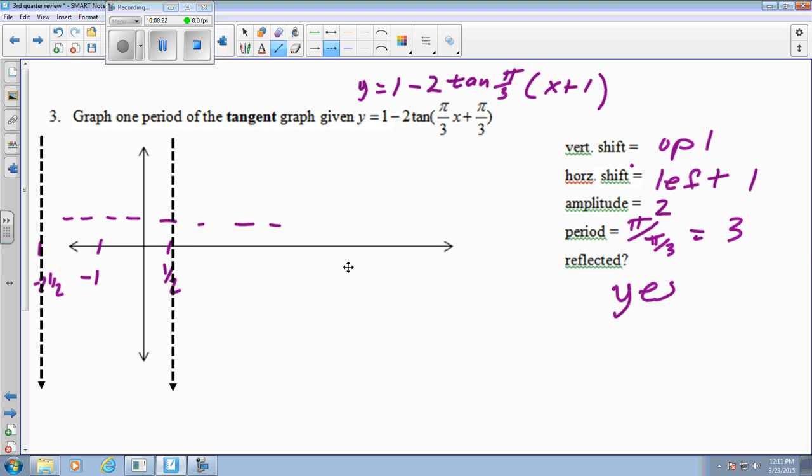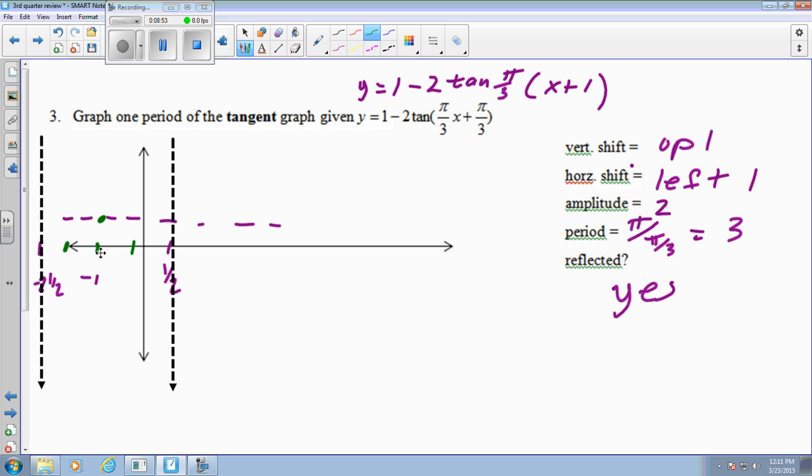Because our middle is right here, we know that we're going to be going through there. We know halfway between here is going to be our amplitude. Well, actually, it's going to be right there on that dotted line. So amplitude, remember, it is flipped. So our tangent is going to be going down from left to right. Normally it goes up. It'll act like a cotangent, how it goes down.